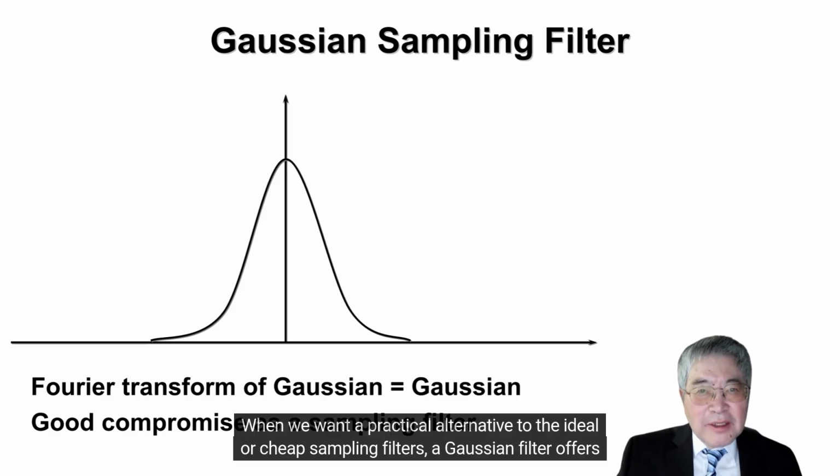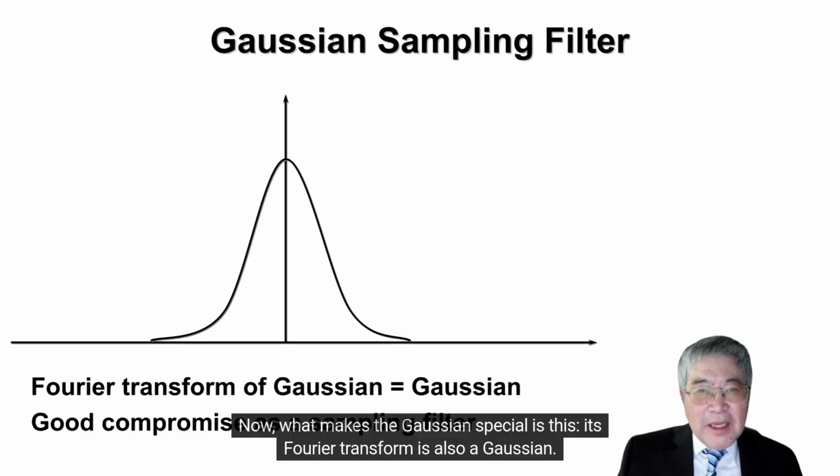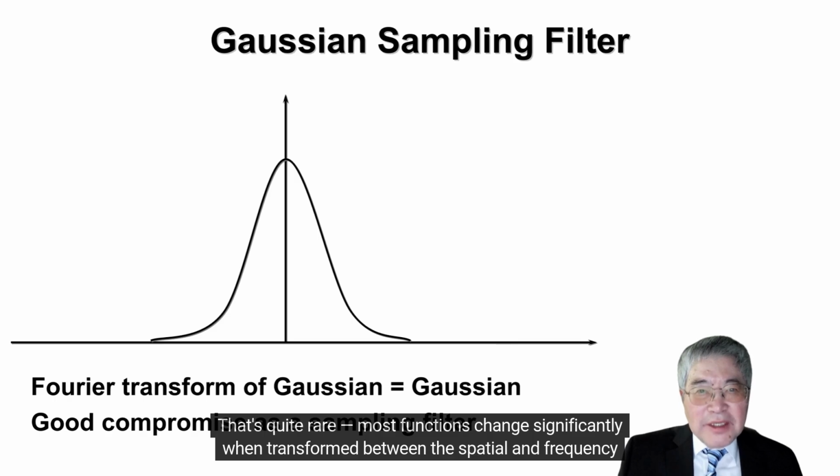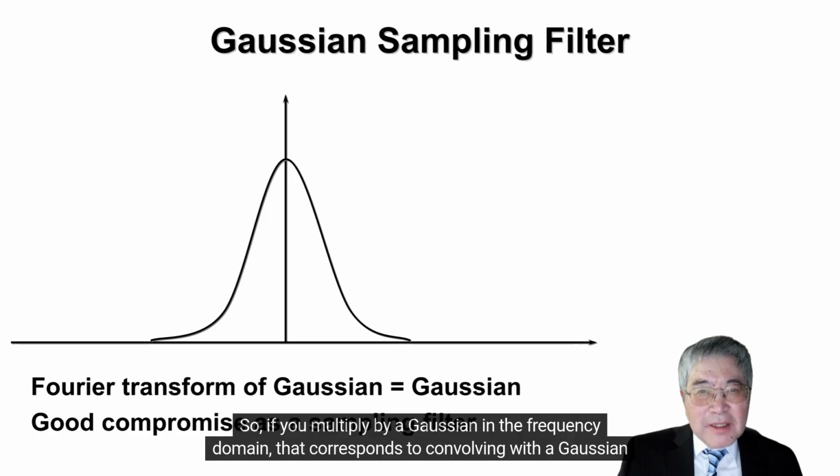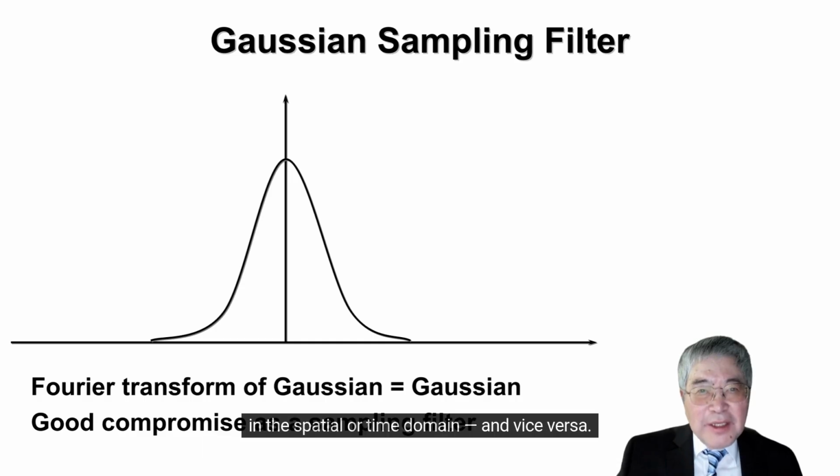When we want a practical alternative to the ideal or cheap sampling filters, a Gaussian filter offers a great compromise. Now, what makes the Gaussian special is this: its Fourier transform is also a Gaussian. That's quite rare. Most functions change significantly when transformed between the spatial and frequency domains. But the Gaussian stays in the same form, just scaled differently. So, if you multiply by a Gaussian in the frequency domain, that corresponds to convolving with a Gaussian in the spatial or time domain, and vice versa.